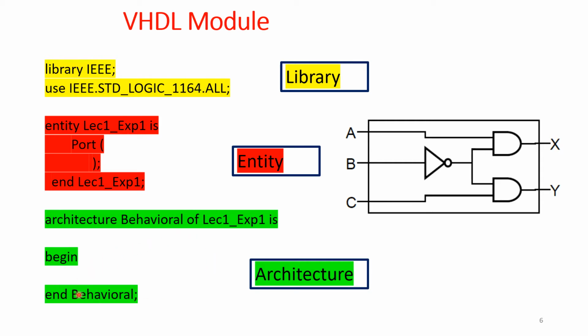Within the architecture we have the begin and end, and within that we put our algorithm, what we want to implement. This is a very basic, simple circuit, as we have already seen before. We'll learn how to write the code using that skeleton for this simple circuit in the next slide.